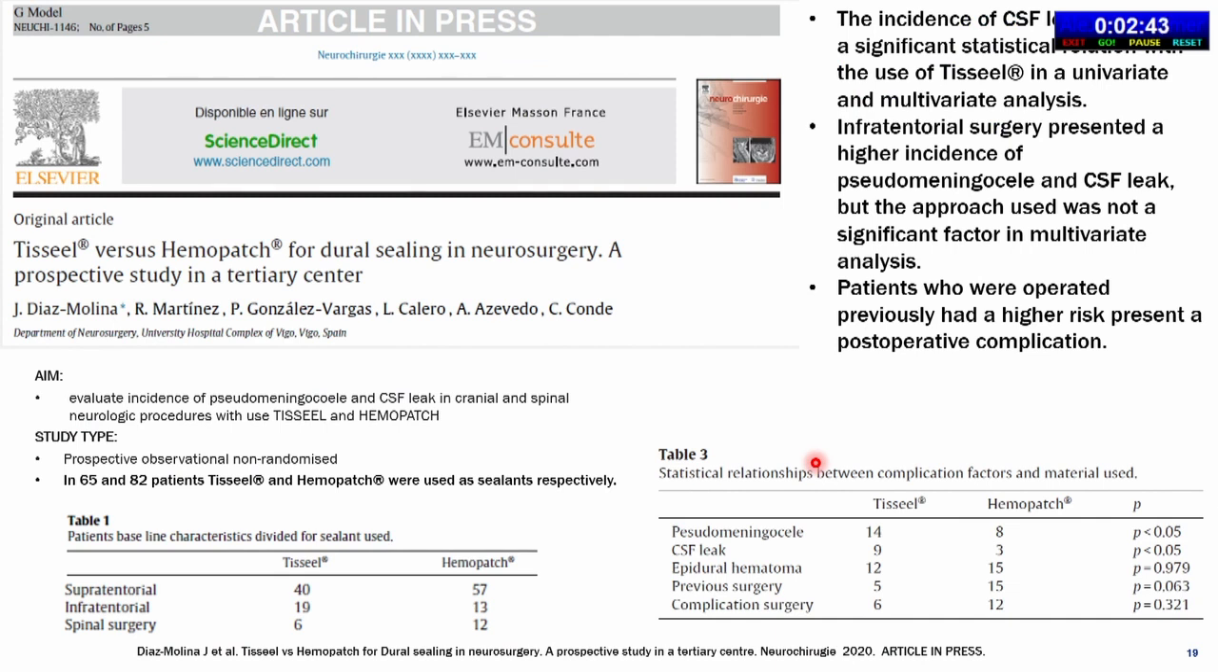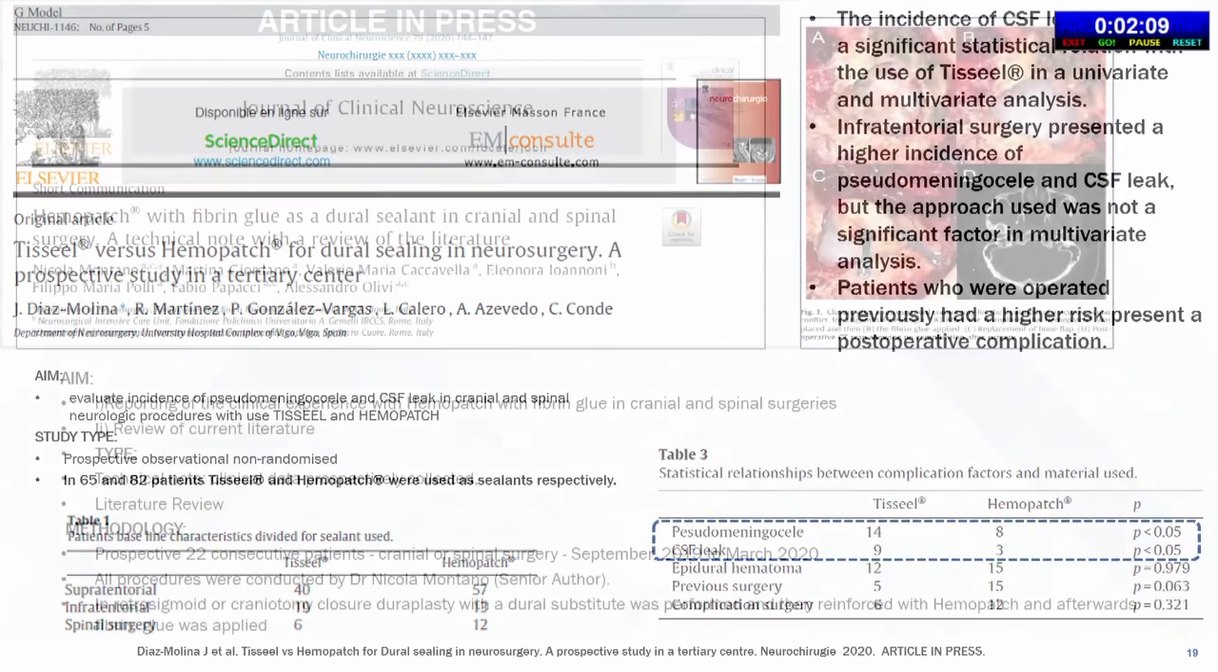One more important thing here is the standard of care these days for CSF leakage. Obviously they act as a hemostat, but the standard of care these days is fibrin glue. They took 65 patients in the fibrin glue group and 82 in the HemoPatch group, and the patients had supratentorial, infratentorial and spinal surgeries. What we have seen is that these kinds of patches have performed even better than the standard of care, a Tisseel or fibrin glue, in this group. In both cases, it has a lower CSF leakage rate and a lower rate of pseudomeningocele.